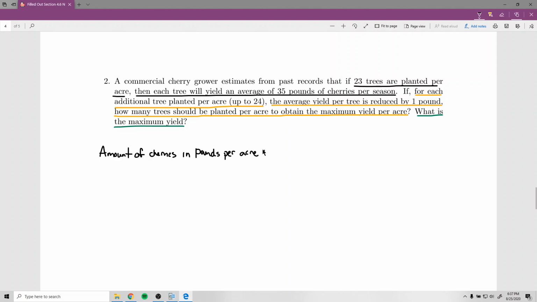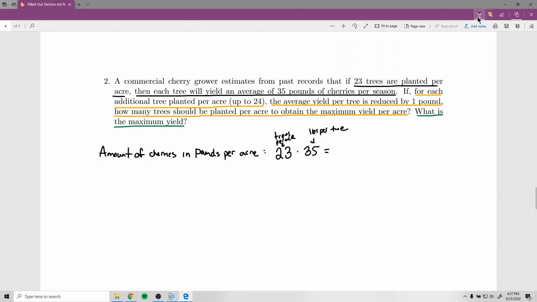Now that's really what you would want to maximize if you were running some type of farming business, because you don't want too few trees to where you aren't maximizing your amount of cherries, but you don't want so many that the space eats up the other trees and then you don't get as much. But in the example here, the beginning 23 times 35 would be the amount of cherries per acre in that specific spot, right? Because we can have 23 trees per acre is the first part here, and then each tree at this point will give you an average of 35 pounds per tree.